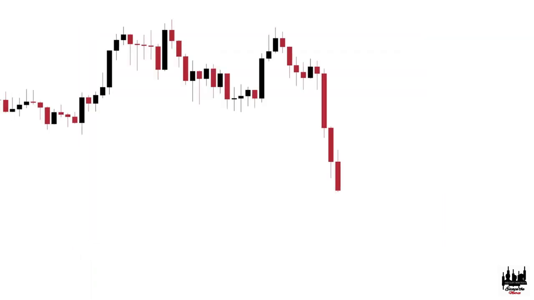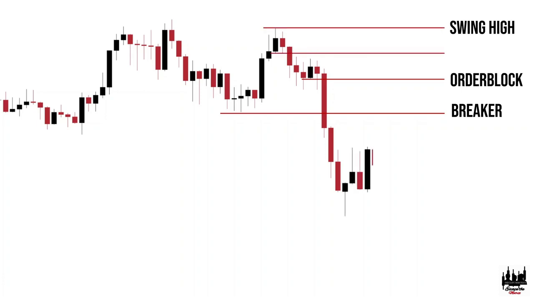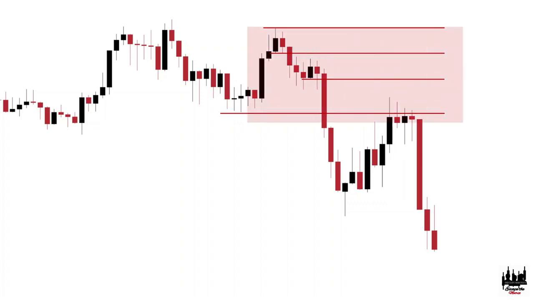So let's take a look at an in-chart example. So here you have your PD arrays, which would be your breaker, your order block, and in this case, you have a second order block, which would be your extreme premium order block, and you have your swing high. And if you look closely, all of these PD arrays are located in your zones. They were all located within your premium zone, which is the top 50%.